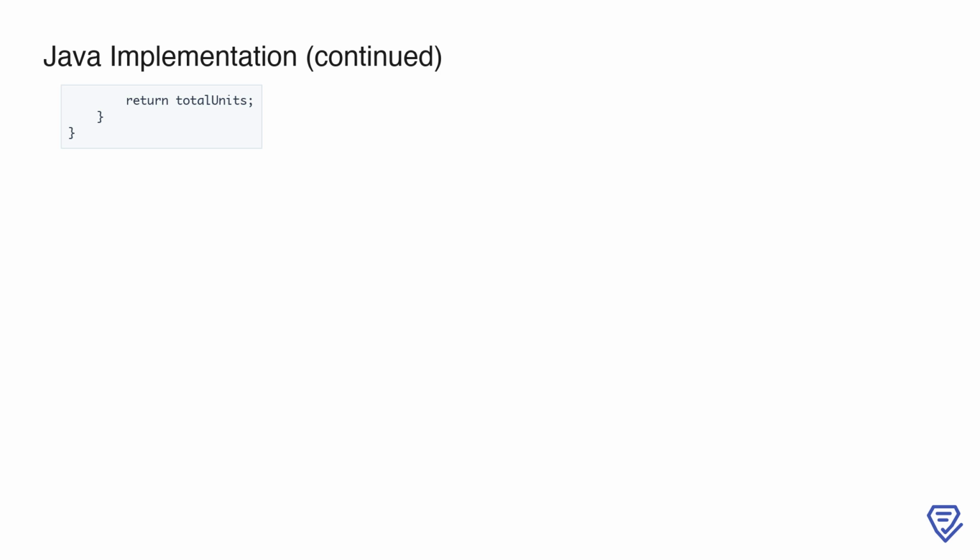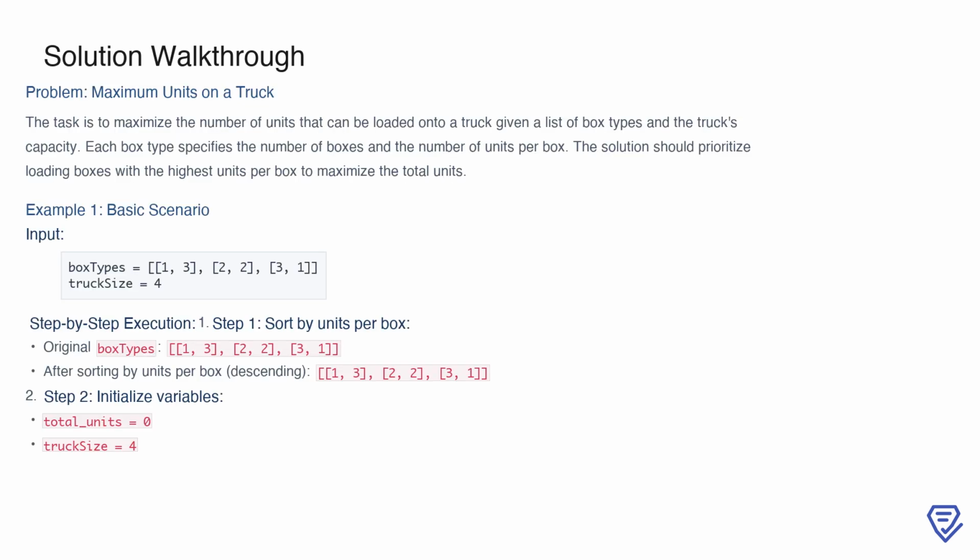In this problem, the goal is to maximize the number of units that can be loaded onto a truck. We're given a list of box types, where each type specifies the number of boxes available and the number of units contained in each box. Additionally, we have a truck with a limited capacity, defined by the number of boxes it can hold. To achieve the maximum units, we prioritize loading boxes that have the highest units per box first.